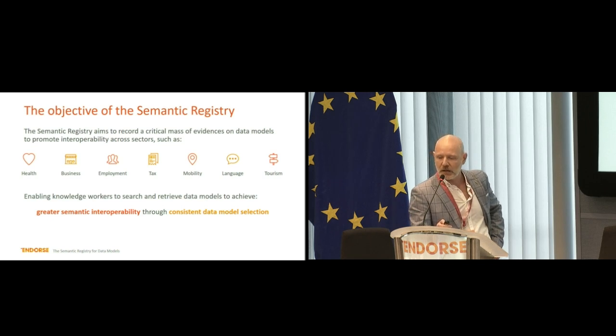You will understand that for reaching semantic interoperability, it means that I, as a knowledge modeler, want to make a choice to reuse a model that exists based on hard evidence of how that choice will make me more interoperable. And this is the first step for the semantic registry: to record a critical mass of this evidence. And we do so searching in many sectors, which you can see listed here: health, business, employment, tax, mobility, and so on and so forth.